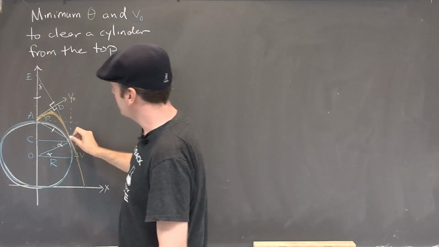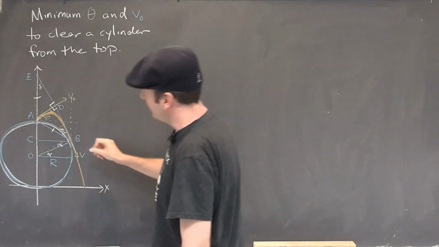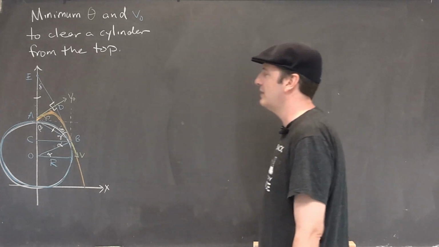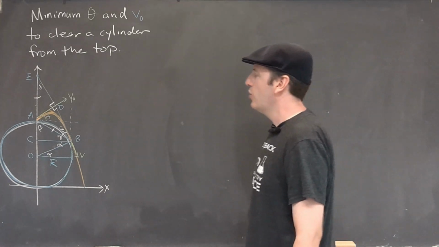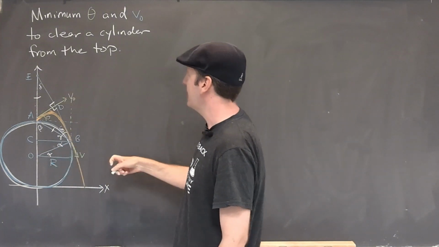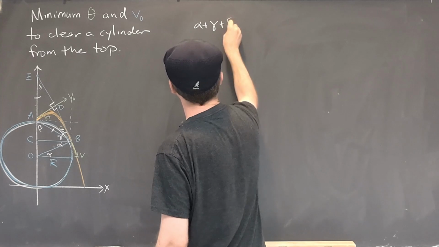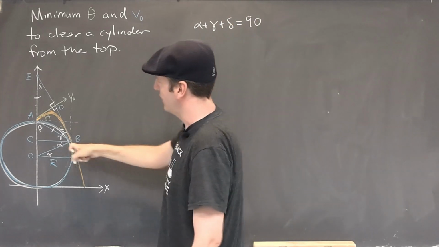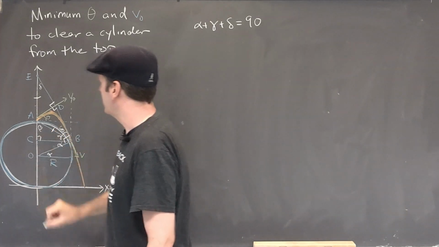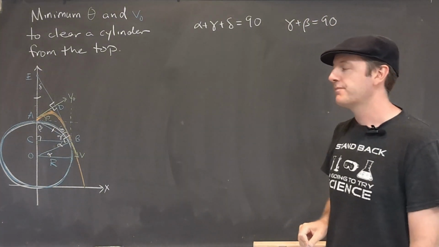And because this is an isosceles triangle, we know that this angle is also delta. Let's also give this the angle name gamma and this the angle name beta. So I've got all my Greek letters all together. So what do we know from this? Well, first of all, since OB is a radius and it's drawn to a point of tangency, we know that alpha plus gamma plus delta is 90. So this is a right angle right there. We also know from this right triangle that gamma plus beta is 90.